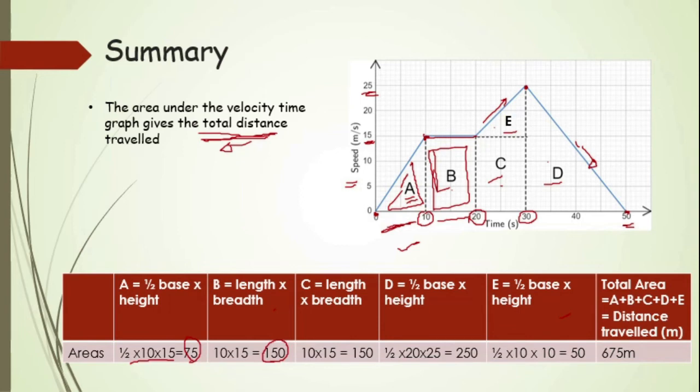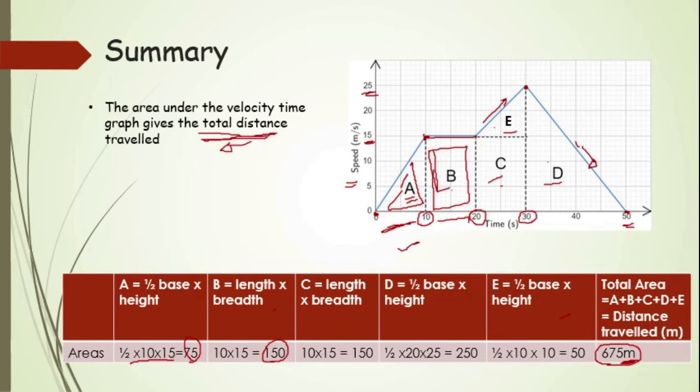You calculate the area of all the individual shapes, and then we get a total area of 675, and since this represents a distance traveled, we give it a unit of meters to show that it's the distance traveled. Fine.